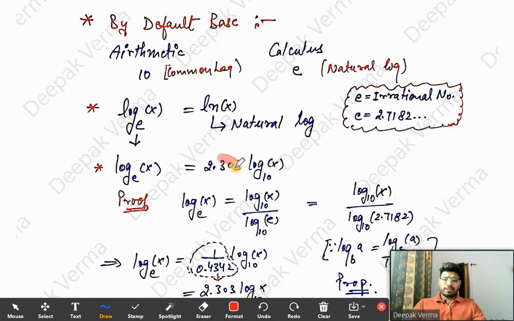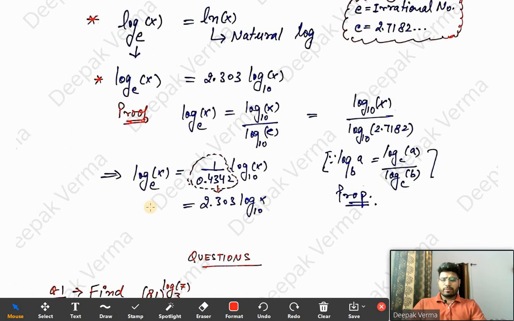We can convert natural log to common log. And the converting factor is 2.303. We have log x base e, which is natural log. If we convert to common log, that is log x base 10, we will have to multiply it with 2.303. Got it? We can prove it also. I can show it to you. Look. If we have log x base e, using base changing theorem, we will get log x base 10 over log e base 10.